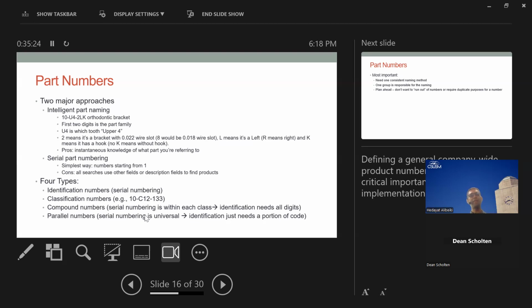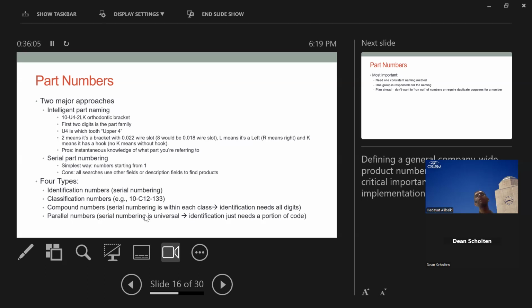Compound numbers, if you have serial numbering within each class. So you have finished item, for example, and work in progress. For finished item, you have 1 to 1,000 codes, unique codes assigned to them. And in another class, work in progress, you have 1 to 1,000, right? The only problem with this one is that you have to have the full code in order to be able to identify the product, right? Because the serial numbers are going to sometimes be the same for different products. But when you have the whole code, class plus the serial number, then you can identify.